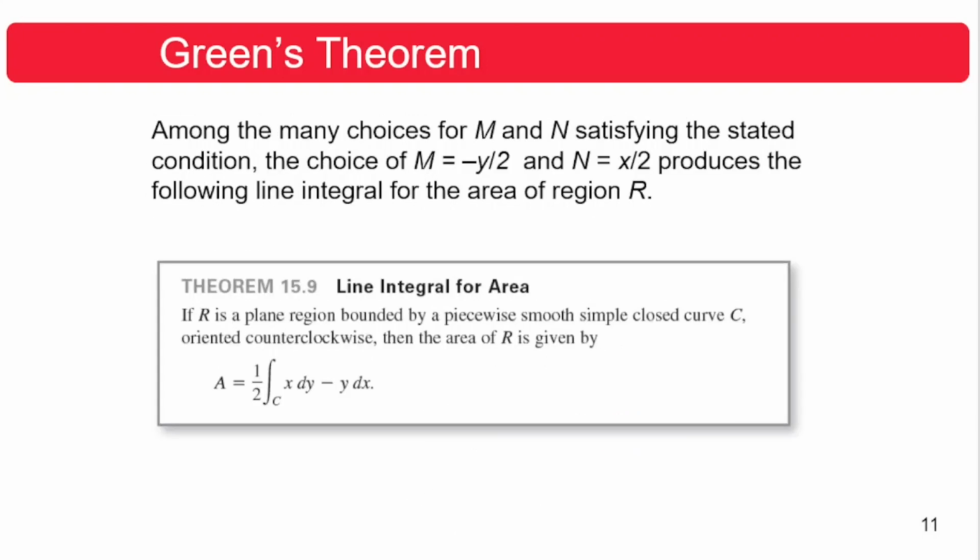Among the many choices for m and n satisfying the stated condition, the choice of m equals negative y over 2 and n equals x over 2 produces the following line integral for the area of region R. So according to this theorem, which is called the line integral for area, if R is a plane region bounded by a piecewise smooth, simple, closed curve C oriented counterclockwise, then the area of R is given by A equals 1/2 times the integral of x dy minus y dx over this boundary curve C.